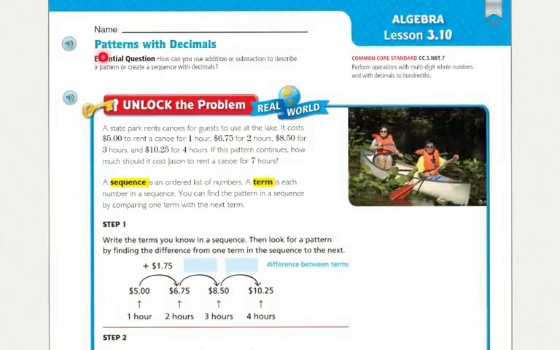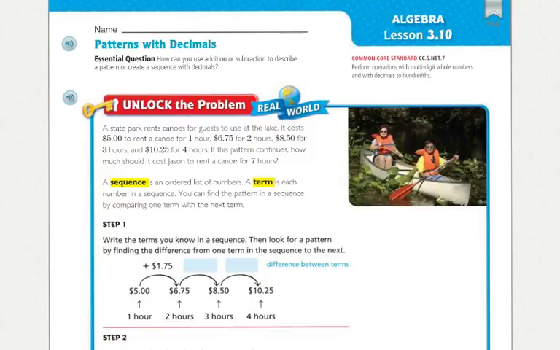Lesson 3.10, Patterns with Decimals. Our essential question today: How can you use addition or subtraction to describe a pattern or create a sequence with decimals? Our Common Core standard is performing operations with multi-digit whole numbers and with decimals to the hundredths.